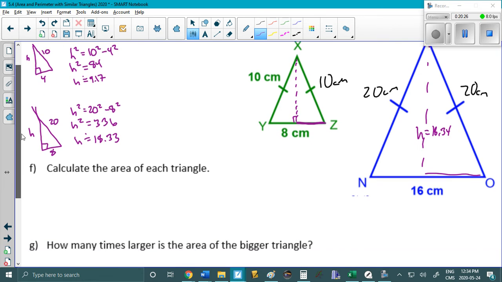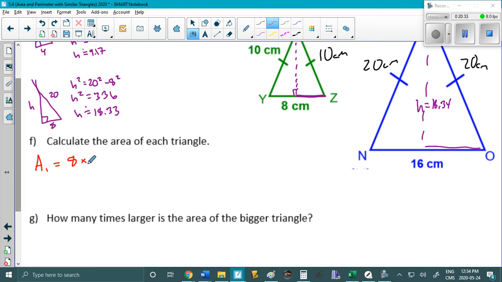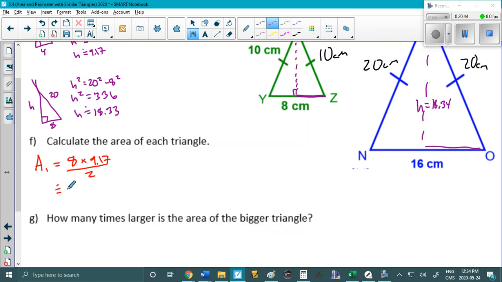All right, now find the area of each triangle. So the area of triangle 1 is the base, which is 8, times the height, which is 9.17, divided by 2. So 9.17 times 8 divided by 2 is approximately 36.68 centimeters squared. A2 equals the base, which is double, times the height, which is approximately double, divided by 2.